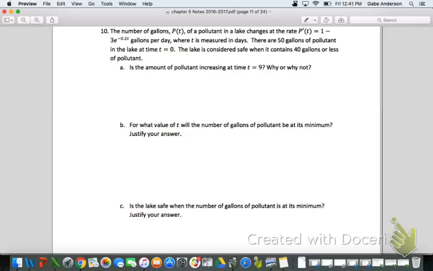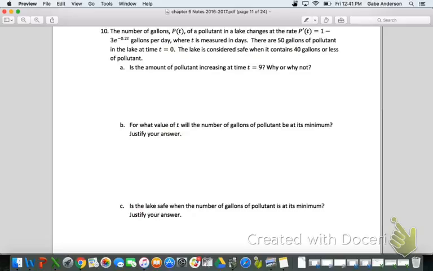The lake is considered safe when it has 40 gallons or less of pollutant. All right, so part A, question A says, is the amount of pollutant increasing at time T equals 9? Why or why not? So this is a very old question. This is from chapter 3, from October-ish. And so let's think this one through.